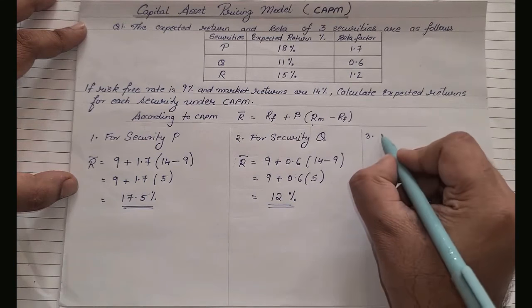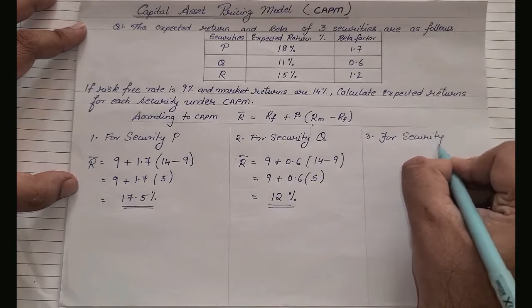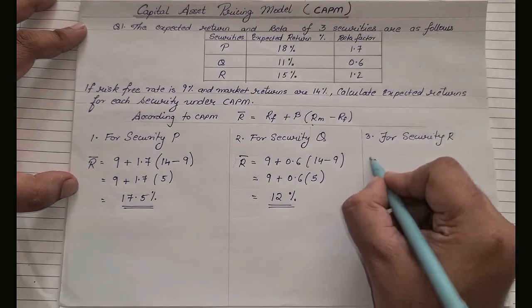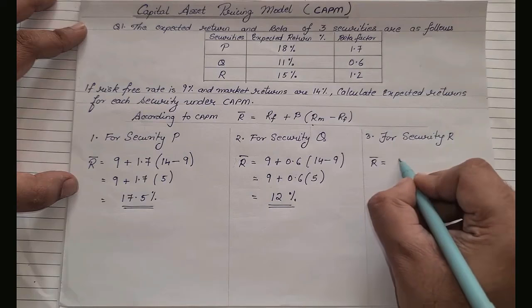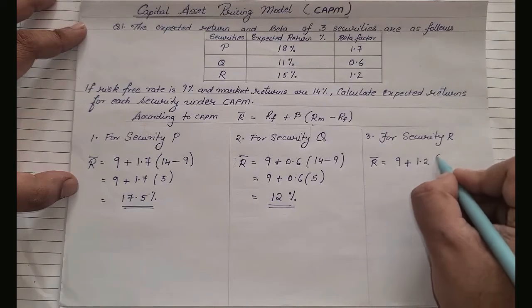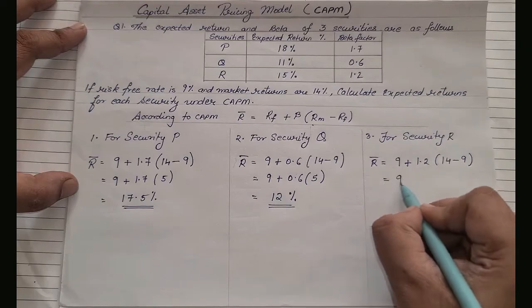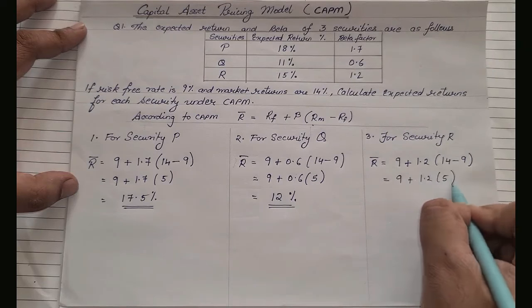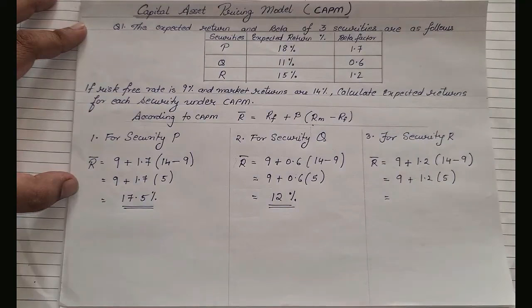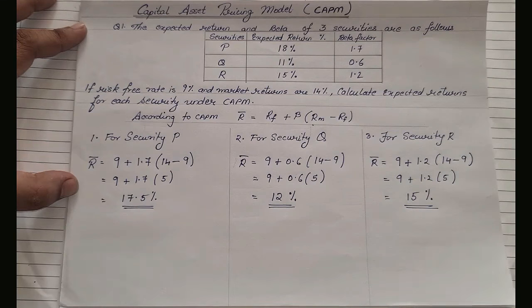And third, for security R, the expected return is, again, the risk-free rate of 9, beta is 1.2, and again you would have 14 minus 9 because that's the market return minus the risk-free return. So it would be 9 plus 1.2 into 5. You multiply, you add, and the final answer that you all should have got would have been 15%. So again, a very simple sum. You just have to apply the formula, get those values and note them down.